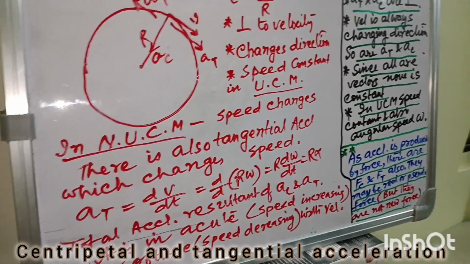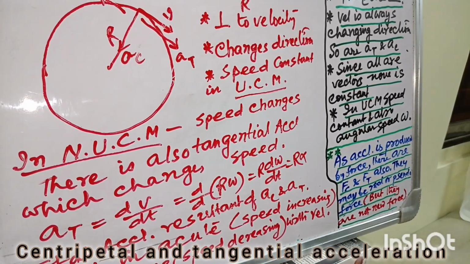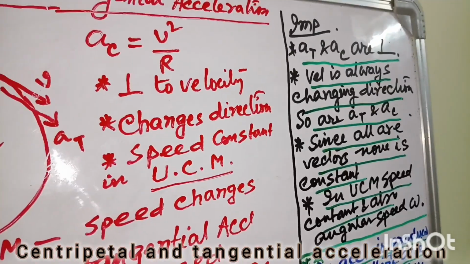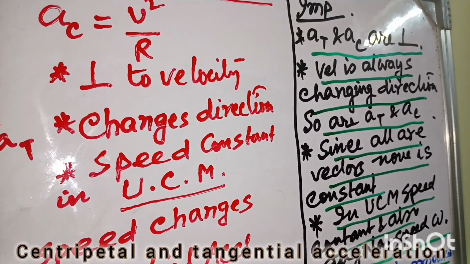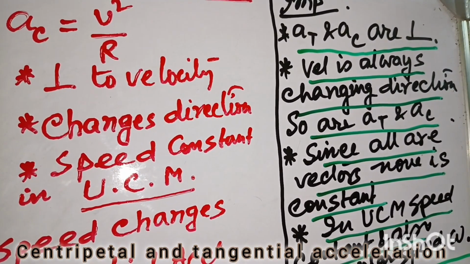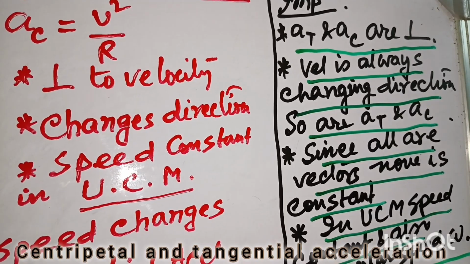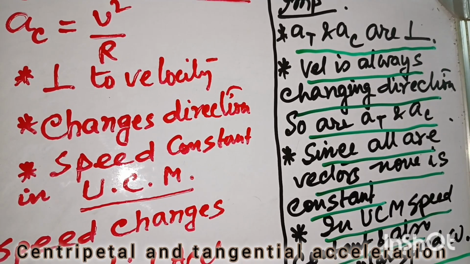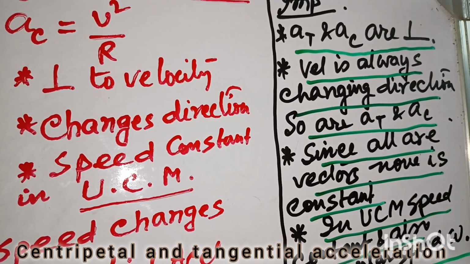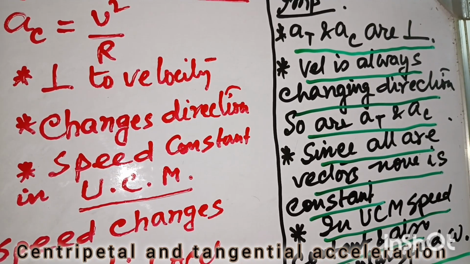So this is the concept about centripetal and tangential acceleration. Now there are some other important points which we have to mention here. See, this AT and AC, meaning tangential and centripetal acceleration, are perpendicular to each other. Now velocity is always changing direction in a circular motion, and centripetal acceleration has to be perpendicular to it, and tangential acceleration has to be in its line. So they too are always changing direction.